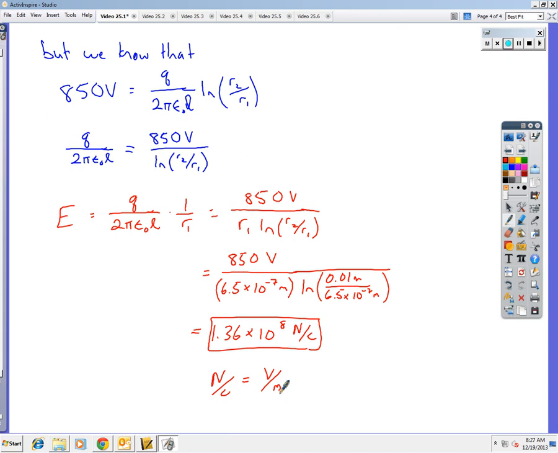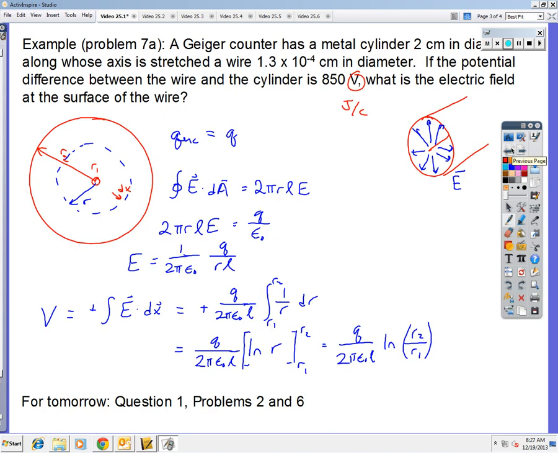So that was a fairly complicated problem. The centerpiece, though, was getting the electric potential in terms of the charges involved.